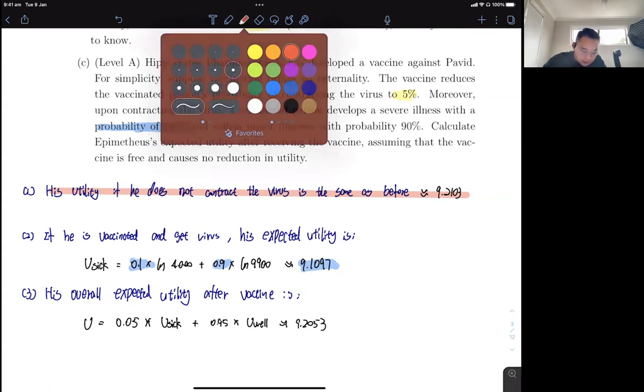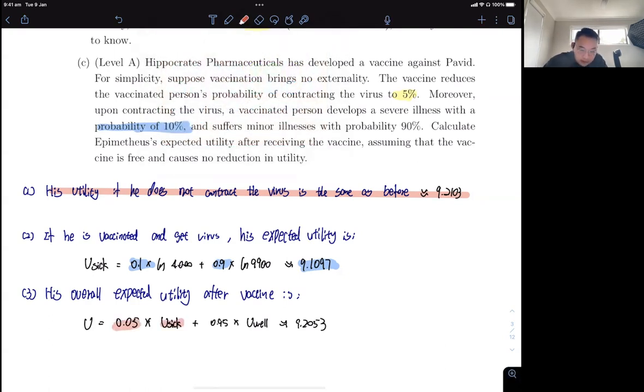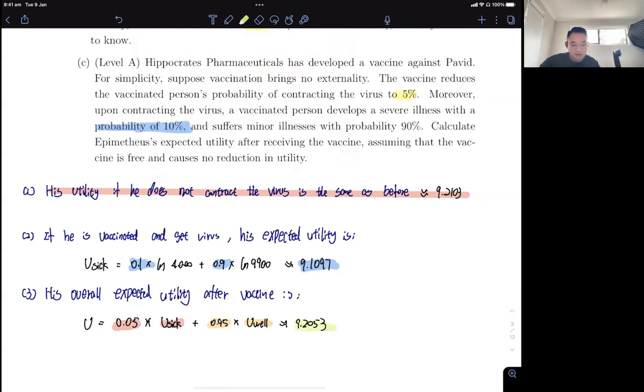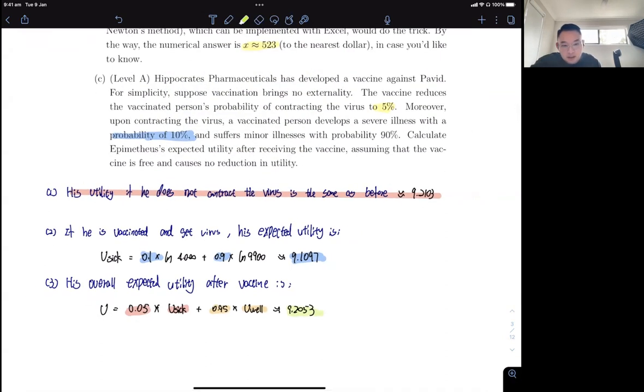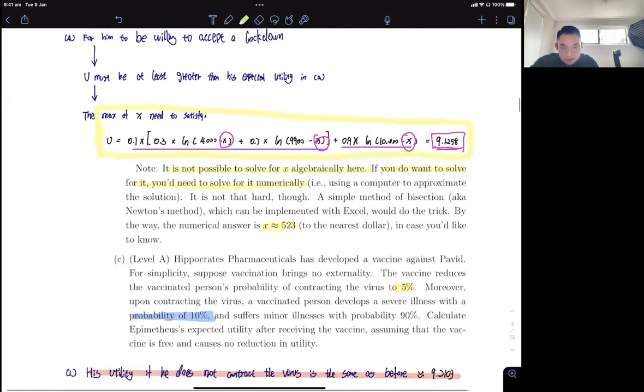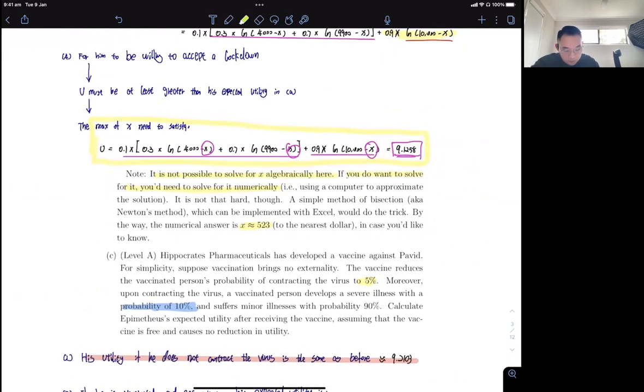5% of the chance you're getting really sick and 95% of the chance you're getting well. By plugging those two numbers in, we got how much? 9.2053. That will be the expected utility after the vaccine. So by comparing vaccine and lockdown, which one is better? We don't know. You need to plug X equals 523 into the equation, then you can compare.